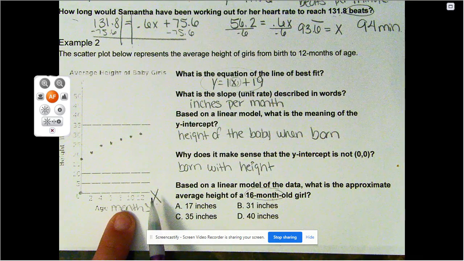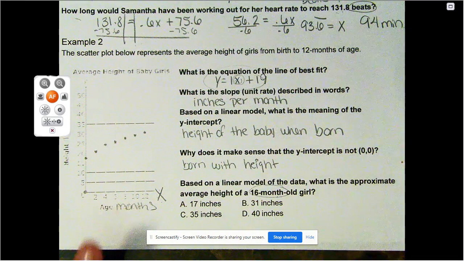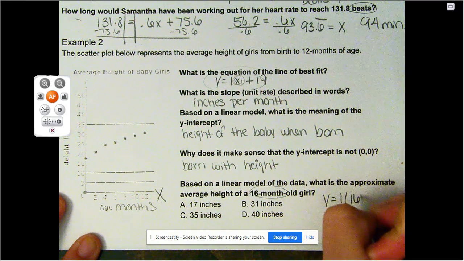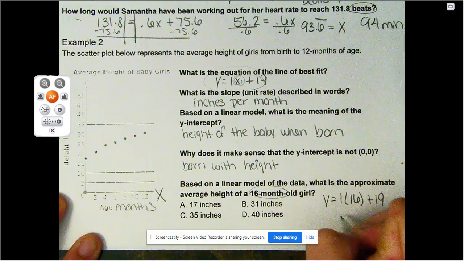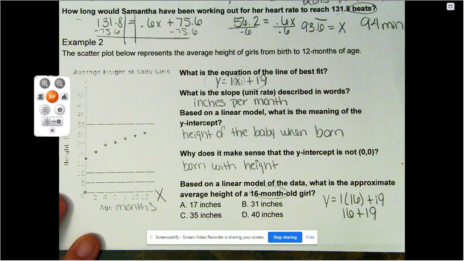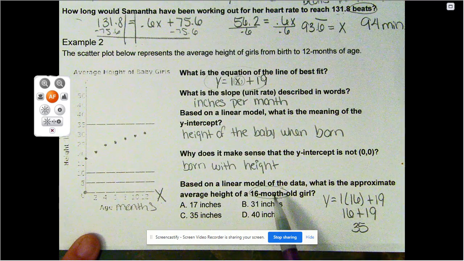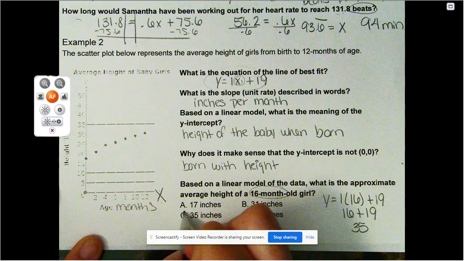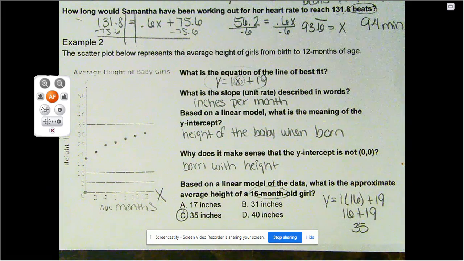Because again, 16 months. Months is here, x-axis goes in for x. So we're going to do y equals 1 times 16 plus 19. 1 times 16 is 16 plus 19 is 35. So a 16-month-old girl would be 35 inches tall.